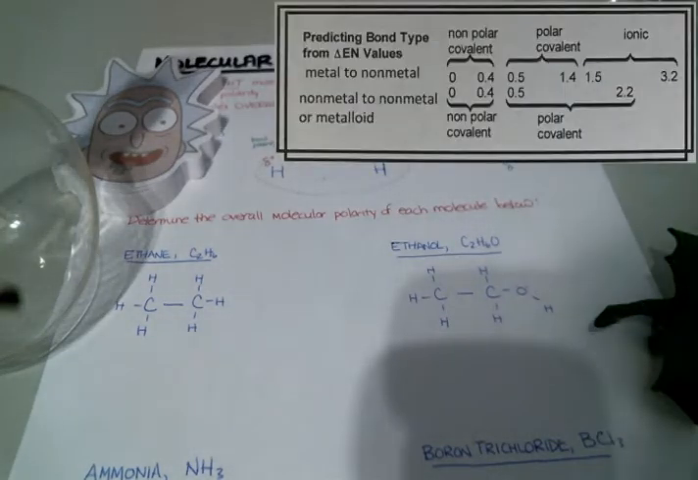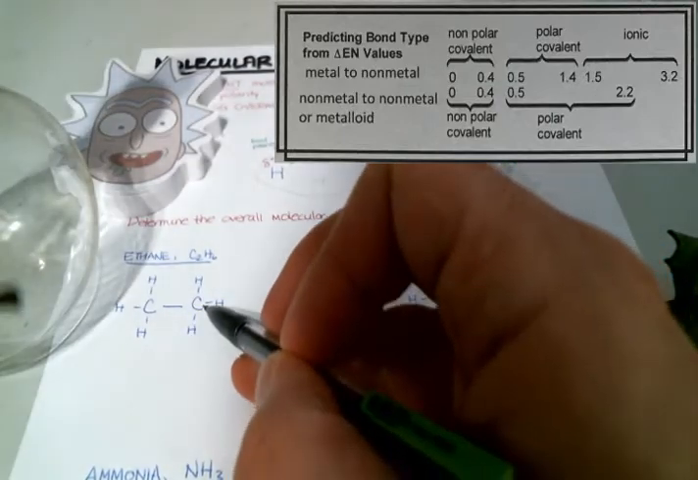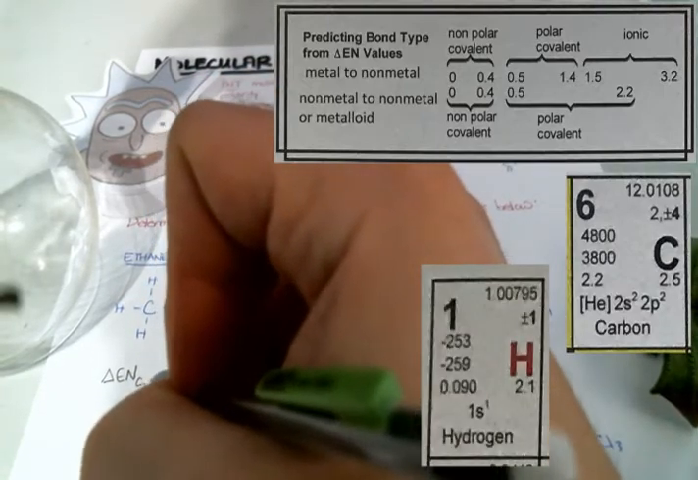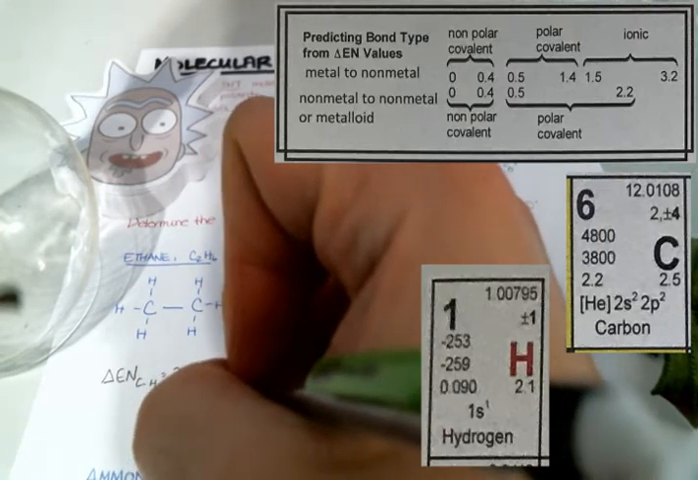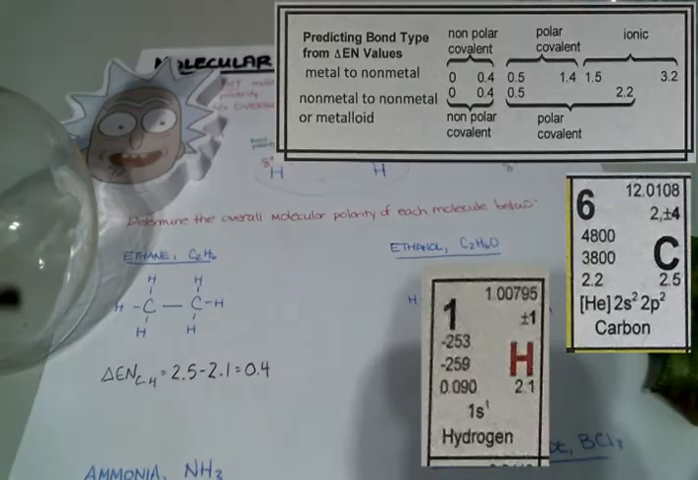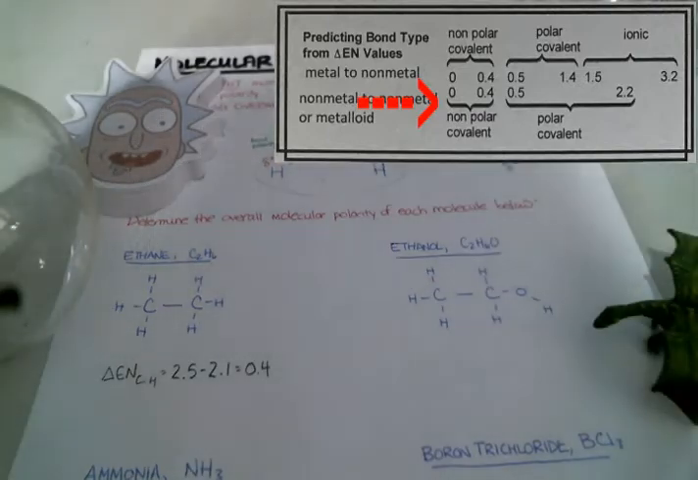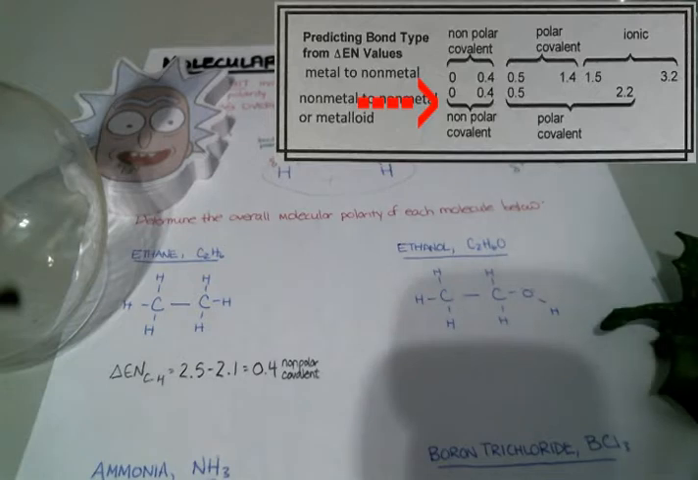So the first thing we have to do is calculate the delta ENs for the bonds that are here. So this molecule here has carbon-hydrogen bonds. Delta EN for carbon to hydrogen is, let's see, 2.5 for carbon, 2.1 for hydrogen. That gives us a 0.4. And 0.4 falls in the nonpolar covalent range. Now what this means is that the bonds between carbons and hydrogens do not produce a polar molecule.